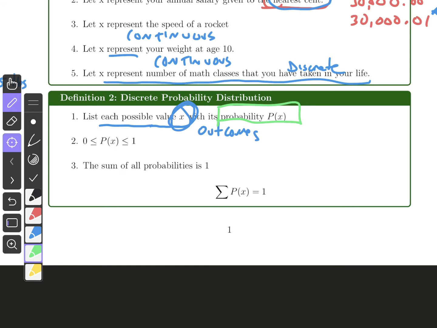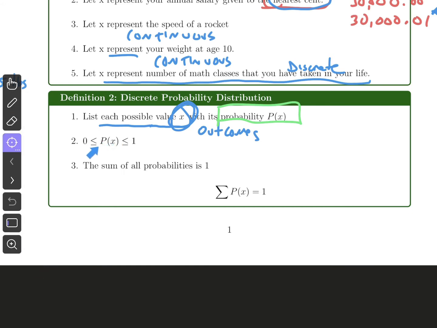The second thing is that the probability has to be between 0 and 1. You can't have a negative probability. Like the chances of you rolling a die and getting a 5 is negative 20%. That doesn't make sense. You also can't have a probability over 1. The highest you can get is 100%, right? Which means you're guaranteed for that outcome to happen. But you can't have something go over 100%. So all probabilities are between 0 and 1. You can even have 0 and 1.